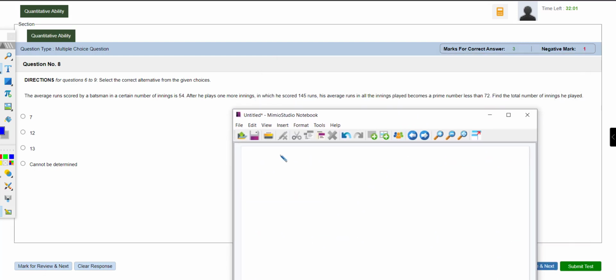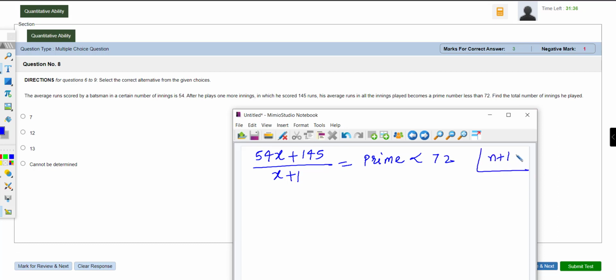So over here, let's say the initial number of innings are n or x. So the total number of runs are 54x. In the next match, 145 runs, total number of innings are x plus 1 now, and this average is going to be a prime number less than 72. Prime number less than 72. So we are supposed to find the total number of innings played, means we are supposed to find the value of n plus 1.